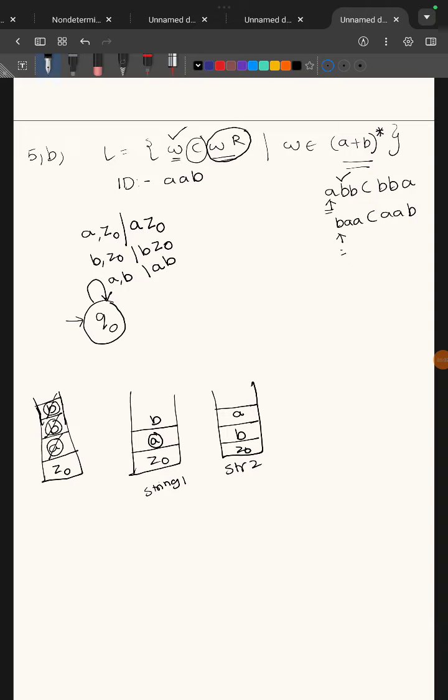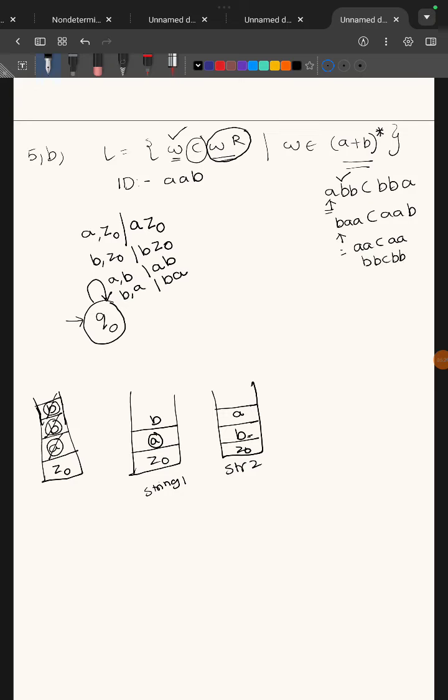Similarly, if you see over here, B was my top of the stack. The input symbol that I am seeing is A. Now what I have to do? I will just push them inside my stack. Okay. Similarly, what can I have? If I am having A, C, A, or B, C, B, this is also palindromes only, right?